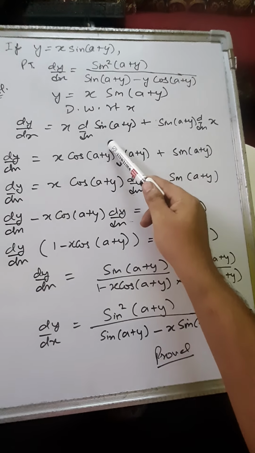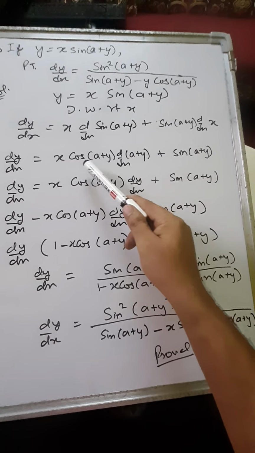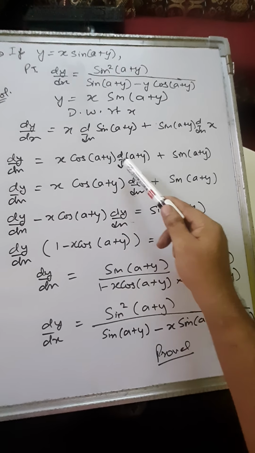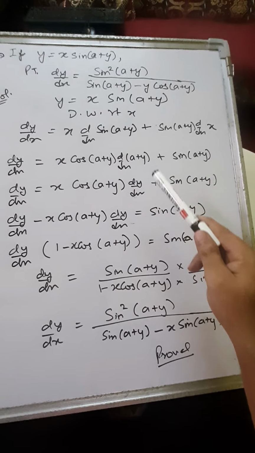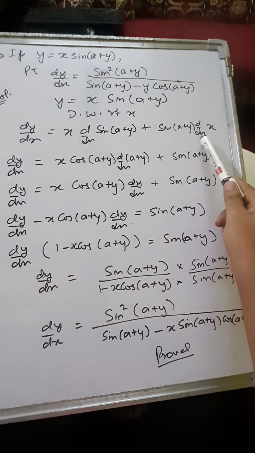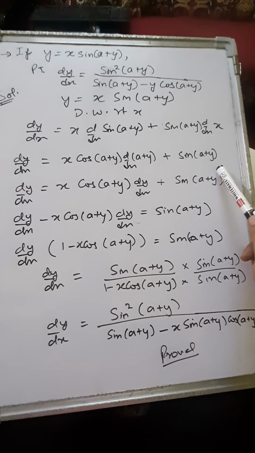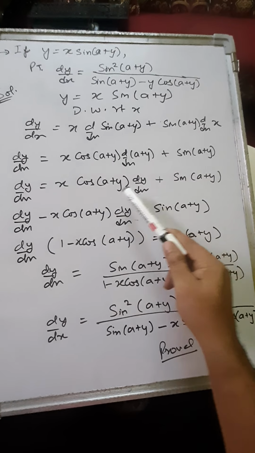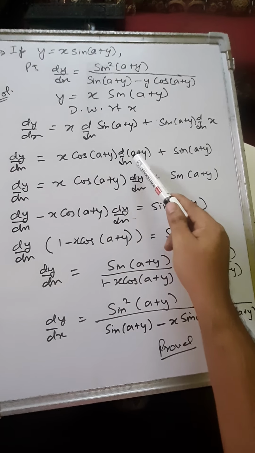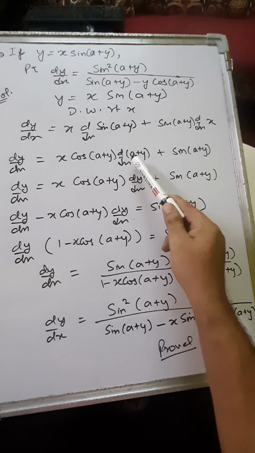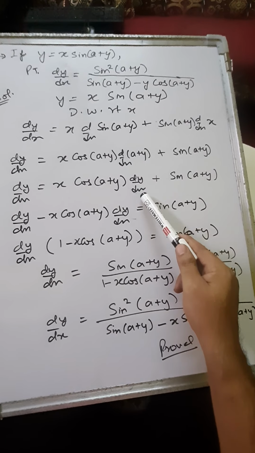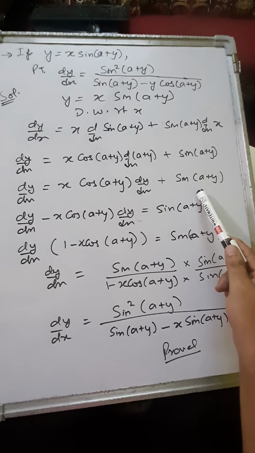Now when we differentiate this sin(a + y), what we'll get? cos(a + y), and from the chain rule, we again differentiate a + y. And the derivative of x is 1. So we'll get sin(a + y) here. Now dy by dx equals x cos(a + y). When differentiating, a is a constant so its derivative is 0, and the derivative of y is dy by dx. So this expression we will get.